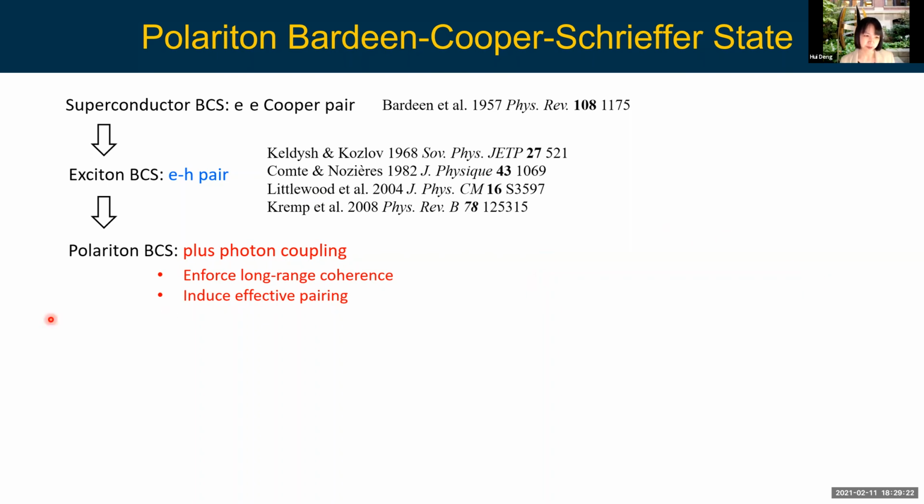And so for the polaritons, a similar crossover should also happen, except in addition to the electron and hole, now we also have a photon that couples strongly to this electron-hole pair. And there are predictions that such coupling should, again, enforce the long-range coherence and enforce the pairing between the electron and hole, even in the high density limit.